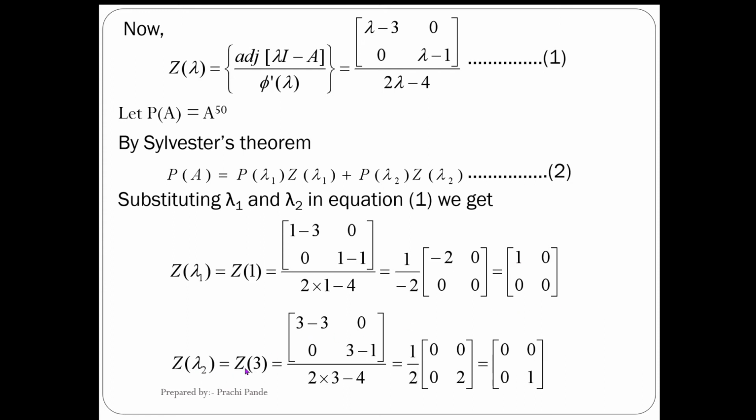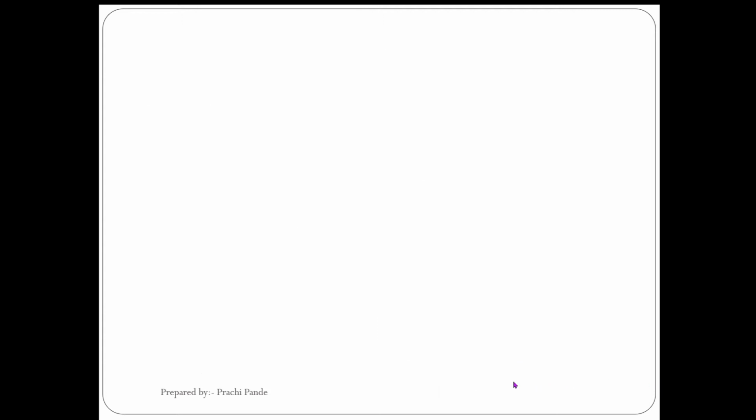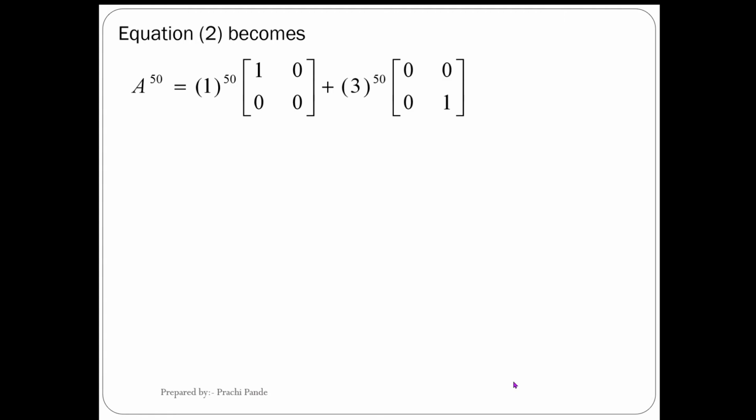Similarly for Z of lambda 2, that is Z of 3, replace lambda by 3 in equation number 1, and we get the matrix as [0 0; 0 1]. Now everything is ready, so we need to substitute the values of P of lambda 1, Z of lambda 1, P of lambda 2 and Z of lambda 2 in equation 2.